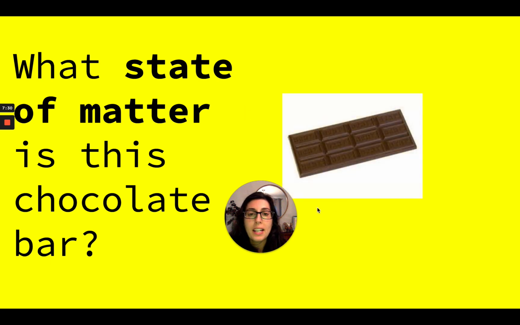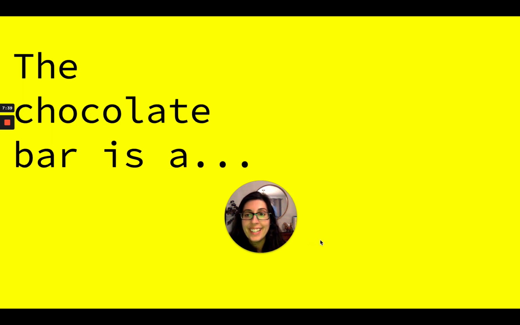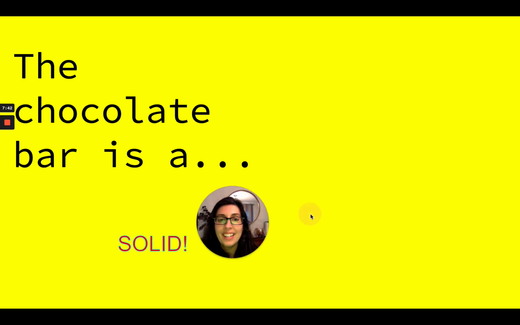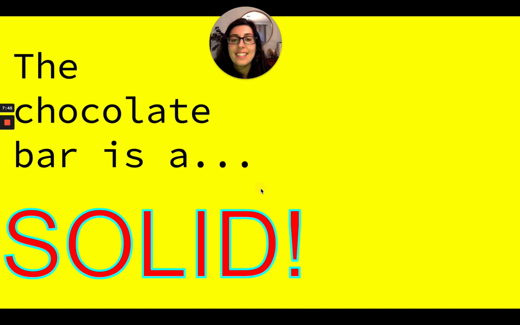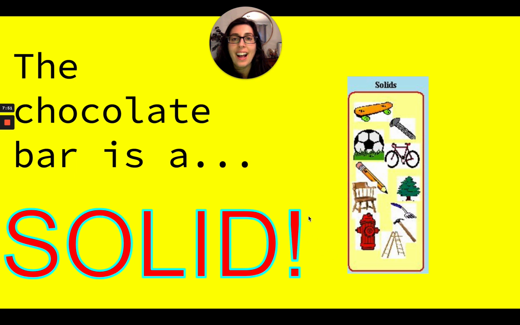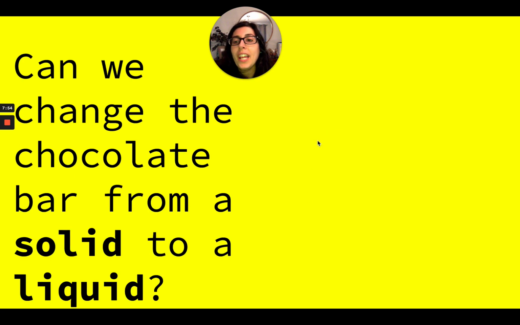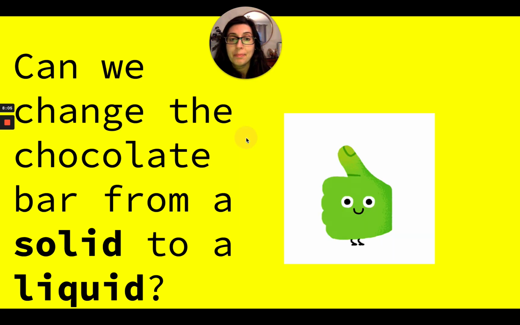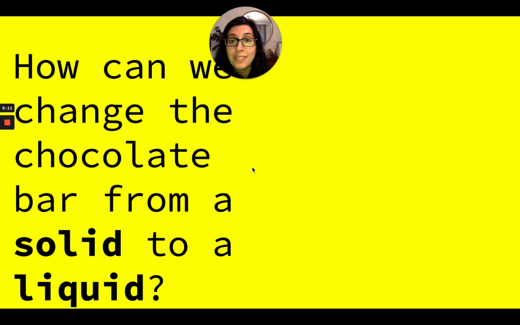Now, what state of matter is this chocolate bar? Can you call it out in 3, 2, 1? The chocolate bar is a solid. That's right. Just like all of these solids. Can we change the chocolate bar from a solid to a liquid? What do you think? Thumbs up, thumbs down. 3, 2, 1. Thumbs up. We can change a chocolate bar from a solid to a liquid.